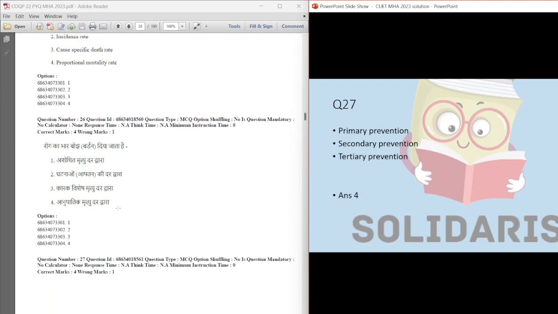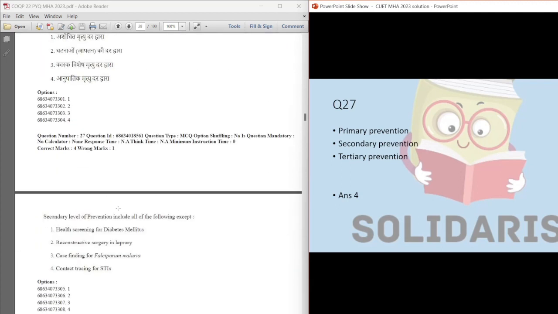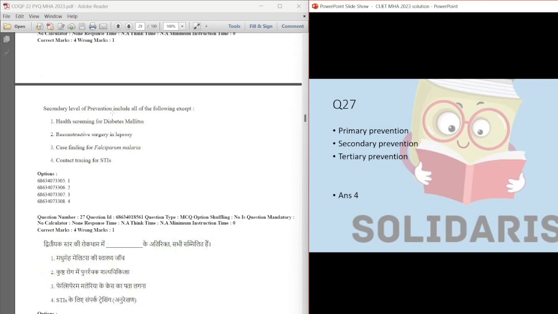And the next question, question number 27: the secondary level of prevention includes all the following except health screening for diabetes mellitus, reconstructive surgery in leprosy, case finding for falciparum malaria, and contact tracing for STIs. Okay, so finding the cases, health screening, and contact tracing, all of these things come under secondary prevention.